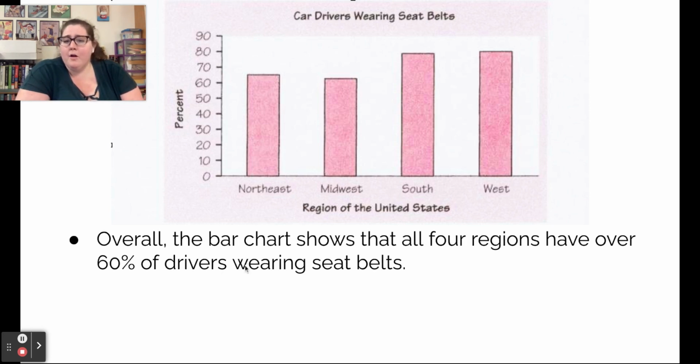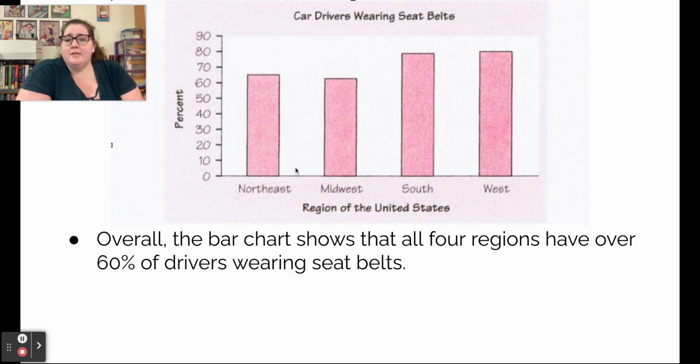So I could say that overall the bar chart shows that all 4 regions have over 60% of drivers wearing seatbelts. Again, I'm saying percent and not numbers because that's what I know based on the graph. If I was told how many were in each region, then I could be more specific with numbers. But since all I know is percentages, I just say percent. So that's kind of my overall.